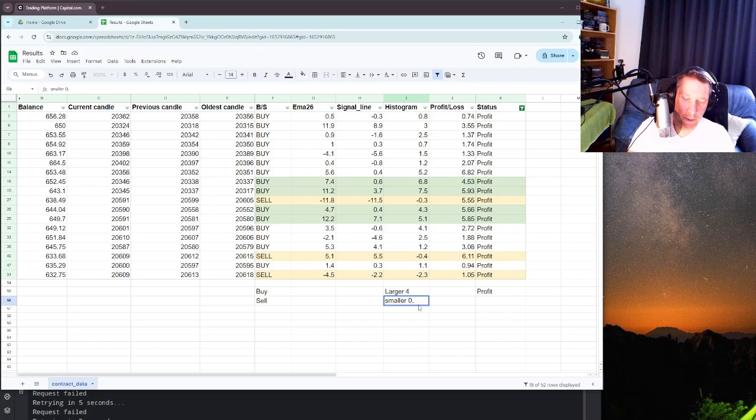But bigger than 0. Oh, 0.0. Sorry, 1.0. Larger 4, smaller for sell. That's a profit. Larger than 4, profit. Sell smaller than 0, bigger than minus 1. Smaller than 0, but bigger than minus 1 is profitable, as we can see here.